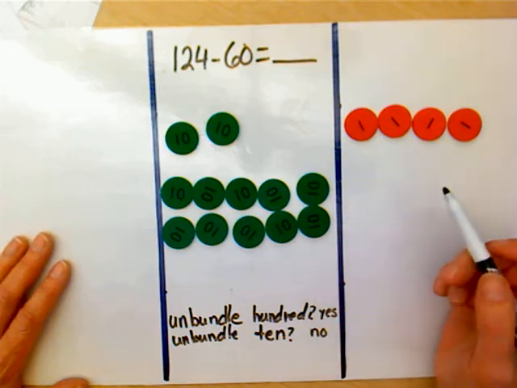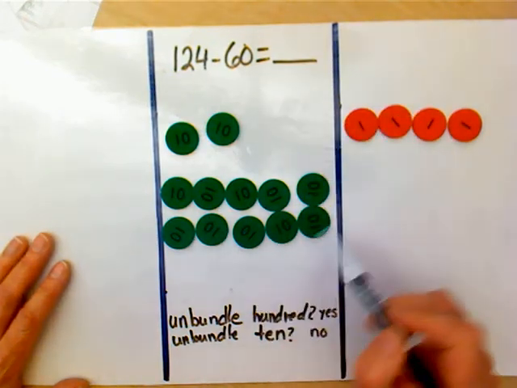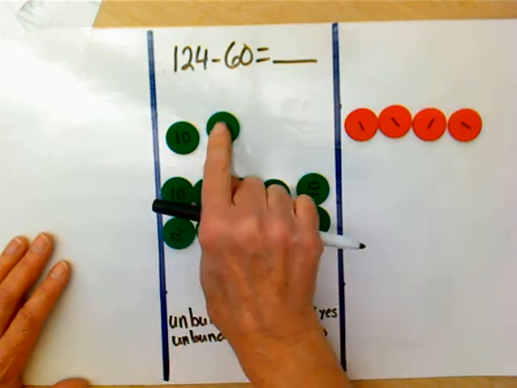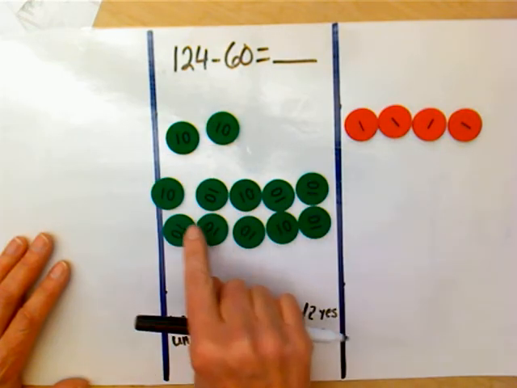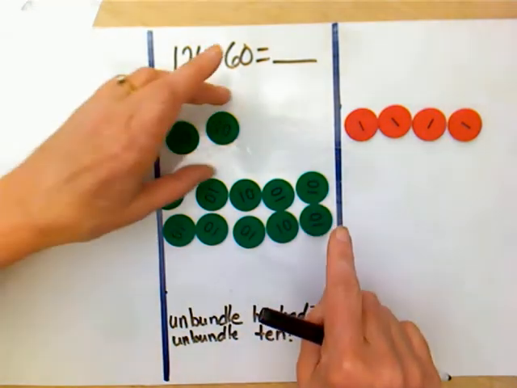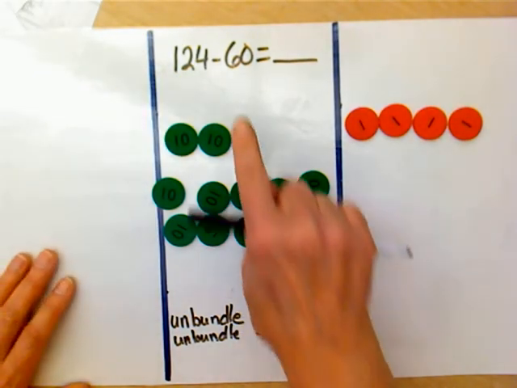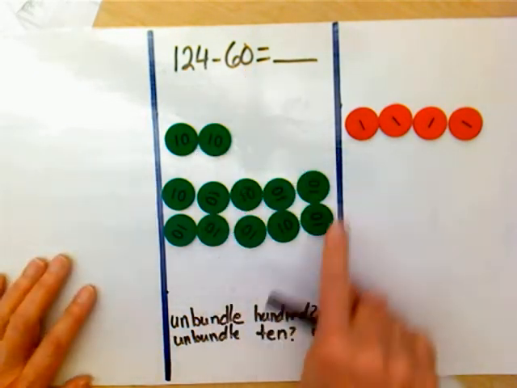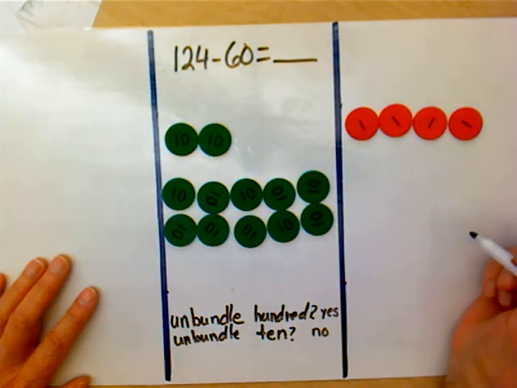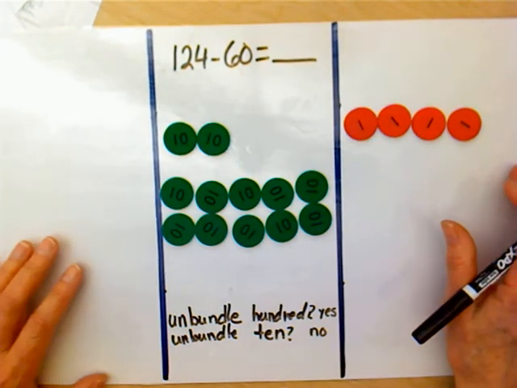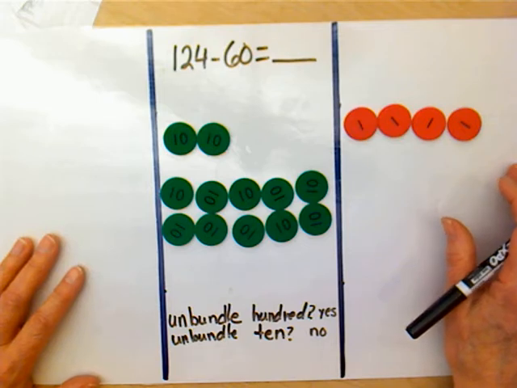Now I'm going to ask myself the question again, how many tens do I have? Well, I've got 1, 2, 3, 4, 5, 6, 7, 8, 9, 10, 11, 12. I've got 12 tens, and I see that right there. So can I now take 6 tens away from 12 tens? Well, I'm thinking that I can. So I am now completely set up and ready to go to start my subtraction.